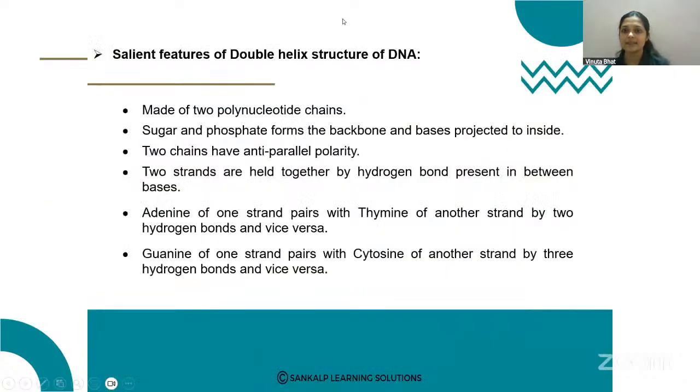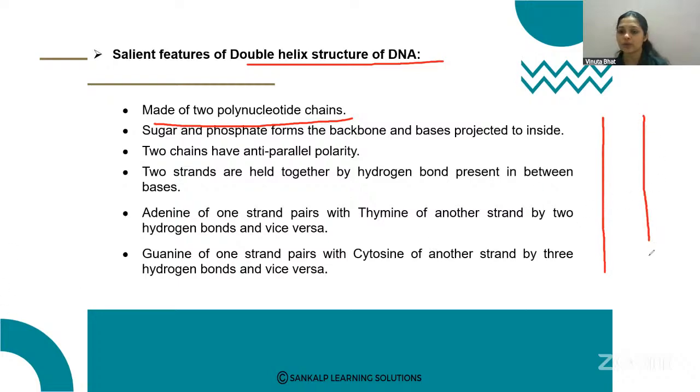Let us see the salient features of the double helix structure of DNA. Here, the DNA is made up of two polynucleotide chains. I will draw it like this: this is one polynucleotide chain, where nucleotides are joined, and here is another polynucleotide chain.